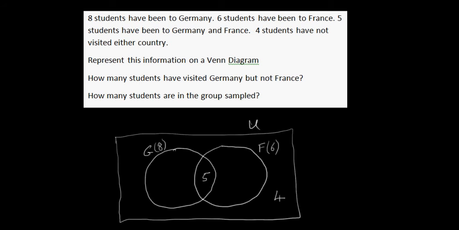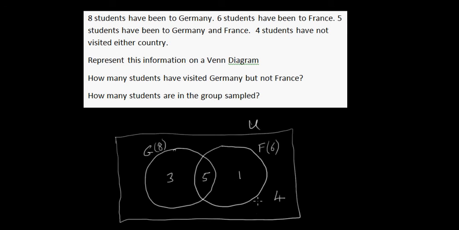Now let's go back and read the entire question again. 8 students have been to Germany, so this entire circle represents 8 students. But now we know that 5 students is in this section, so there must be 3 students who have visited Germany only. Now 6 students have been to France, so 6 students is going to be represented by this circle here. We know that this section of this circle has 5 in it, so there must be 1 out here. 5 plus 1 gives us 6.